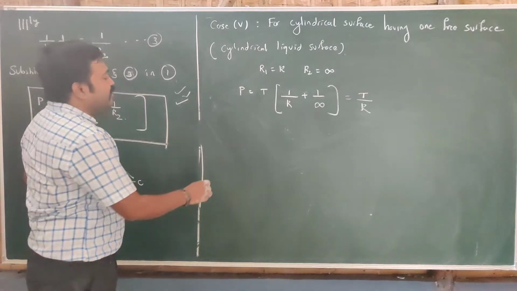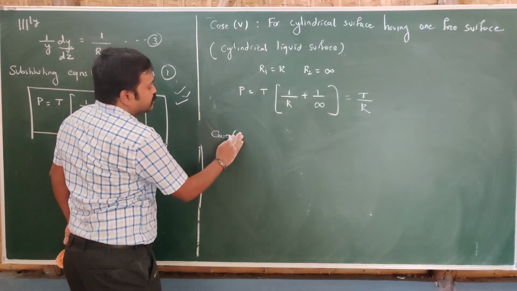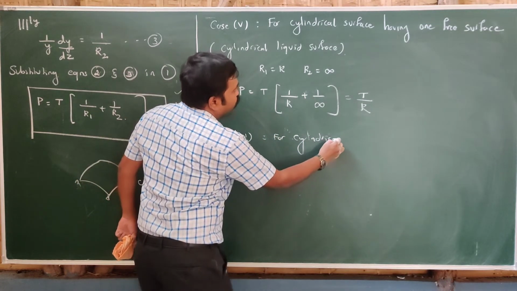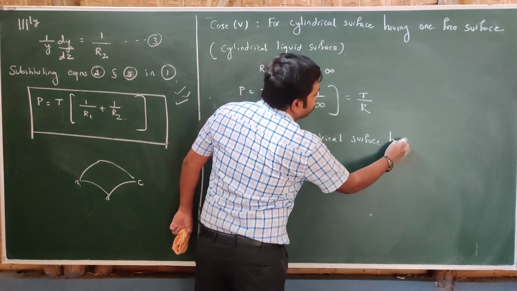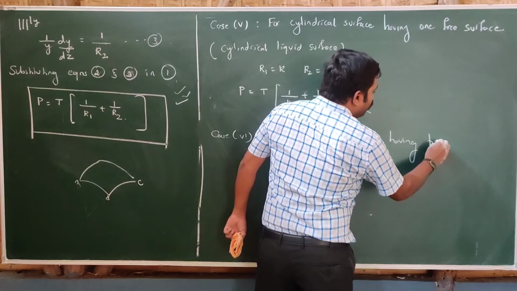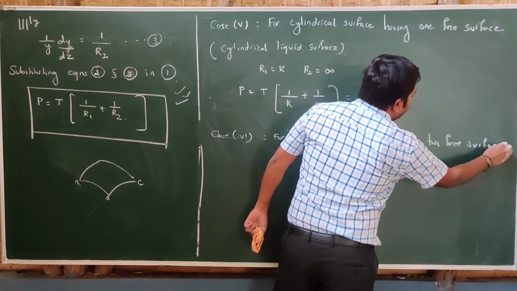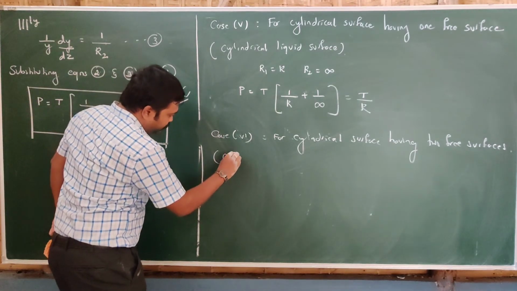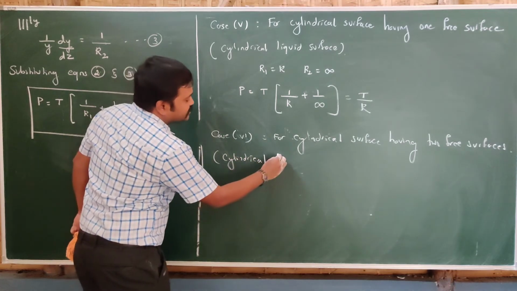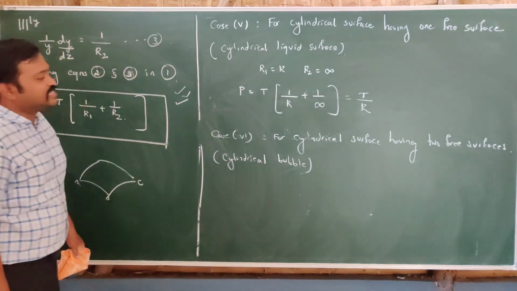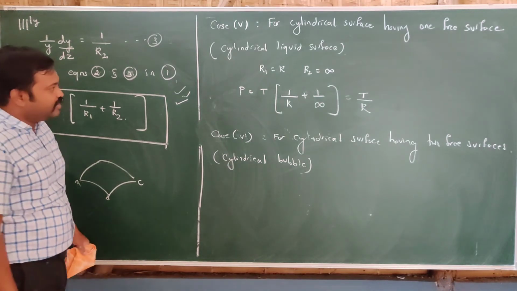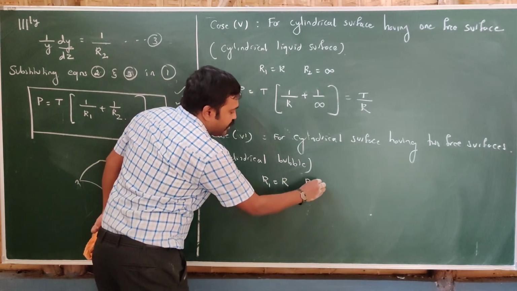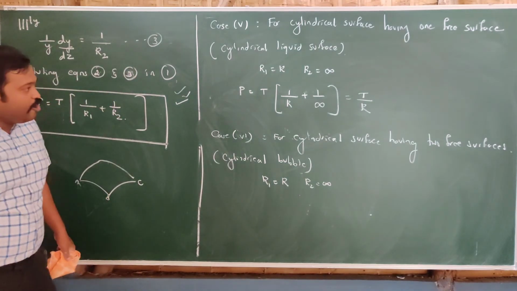Let us go with the last case, case number 6. So what is case number 6? For a cylindrical surface having two free surfaces. For example, a cylindrical bubble. We can create this kind of bubble. If it is a cylindrical bubble, then what will be the pressure? If I take the first radius of curvature as R, the second radius of curvature will be infinity.